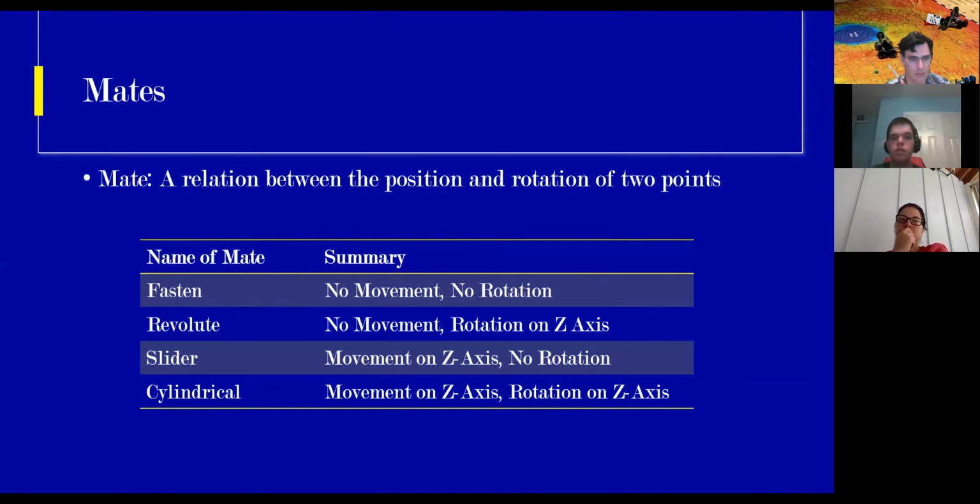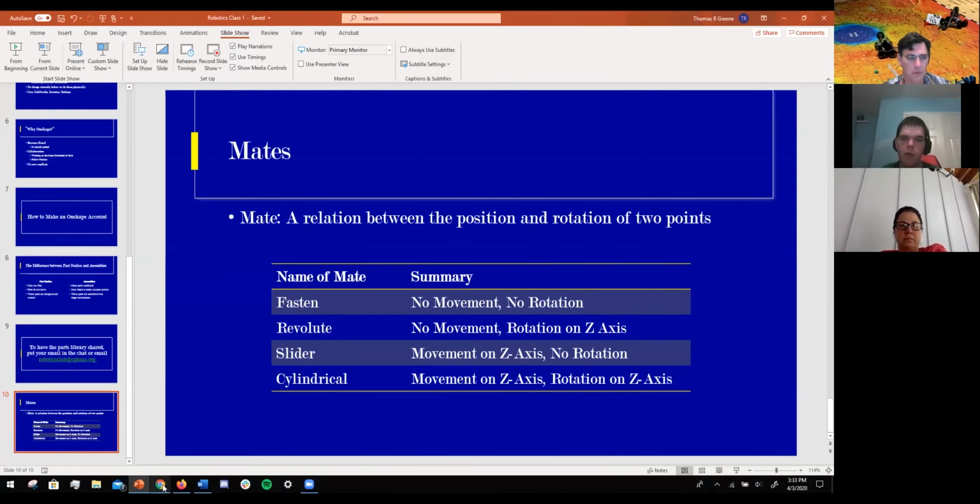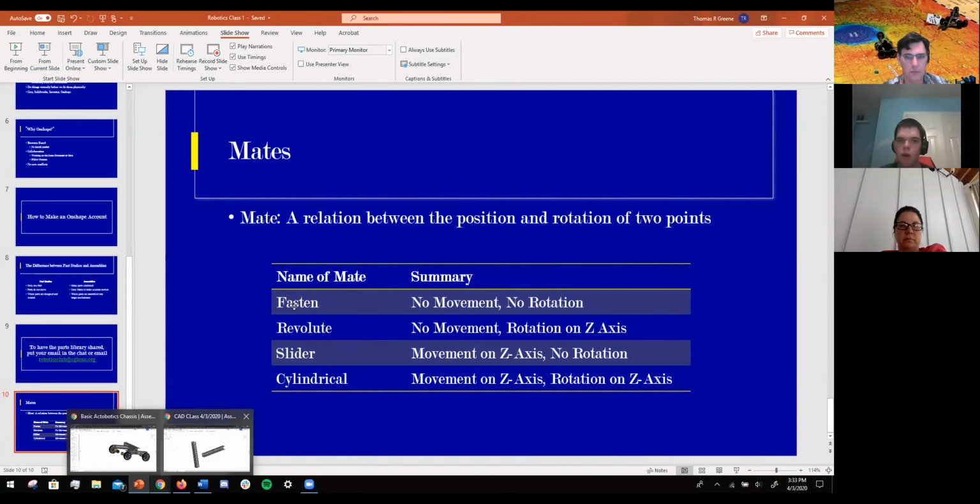And a cylindrical, these aren't all of the mates, I'm just summing up a few of them, but a cylindrical really constitutes a combination of a revolute and a slider. It allows things to move on the z-axis and turn on the z-axis. For example, lead screws: they move in and out and they turn. So that's a really useful mate instead of having to do a slider or disable something. Basically, that's what a cylindrical is used for. So I'm going to use a fasten to attach these two bars.